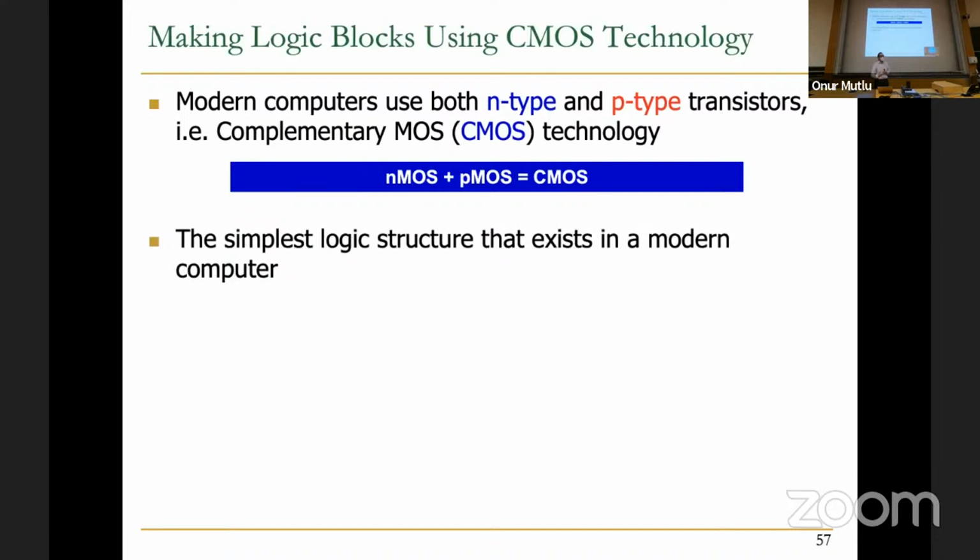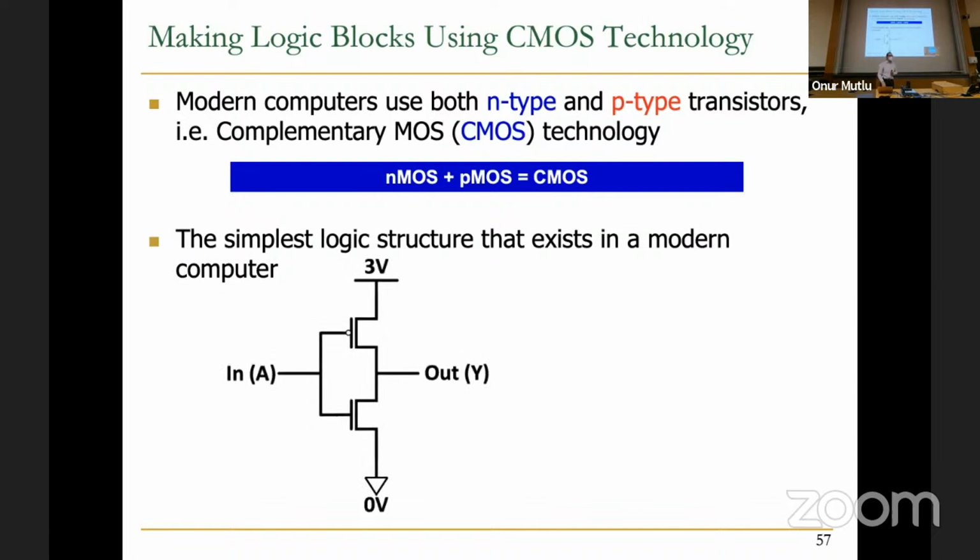Let's take a look at the simplest logic structure that exists in a modern computer. I'm going to throw you two transistors connected this way. So what does this look like? Basically, you have a P-type transistor over here. You have an N-type transistor over here, right? The P-type transistor is connected to 3 volts, and the N-type transistor is connected to 0 volts over here. Input is tied to both of the transistors' gates, and then output is the output.